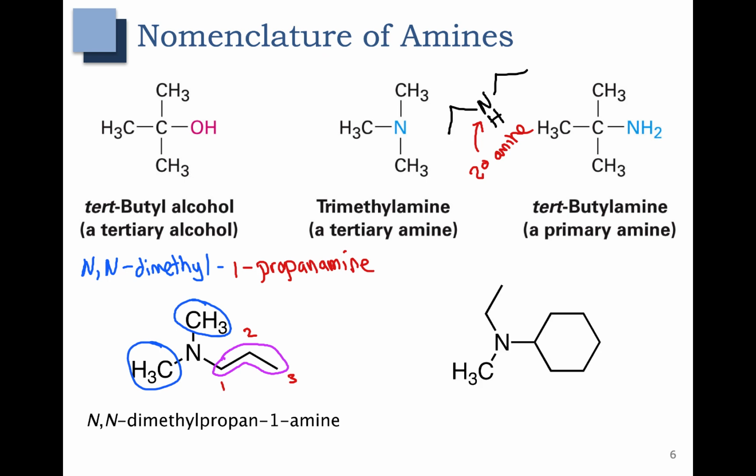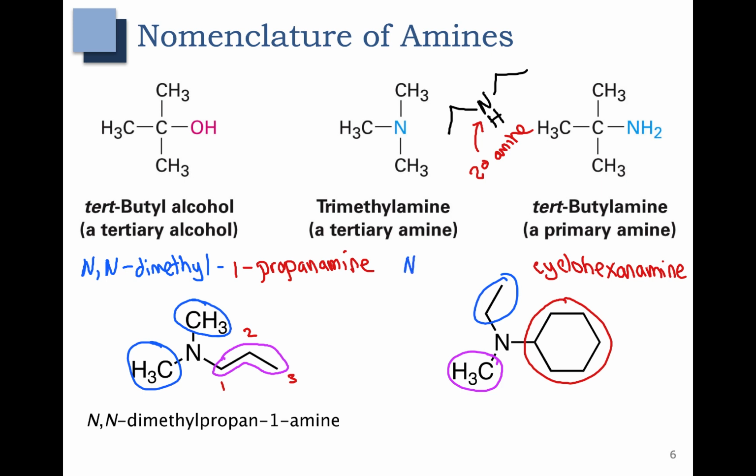Here's another example. In this case, our parent chain is the cyclohexane, so it's going to be a cyclohexanamine. And our nitrogen is connected to a methyl group and an ethyl group. Ethyl comes before methyl alphabetically, so this is going to be an N-ethyl, N-methyl. If we put it all together, we have N-ethyl, N-methyl cyclohexanamine.